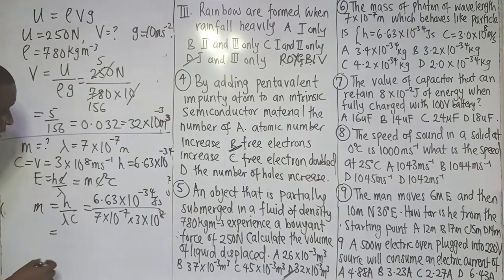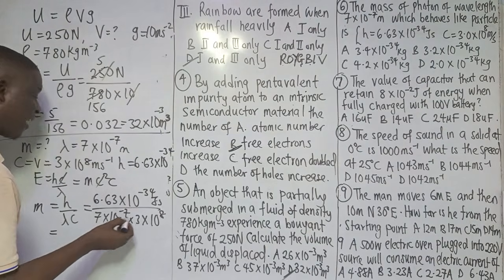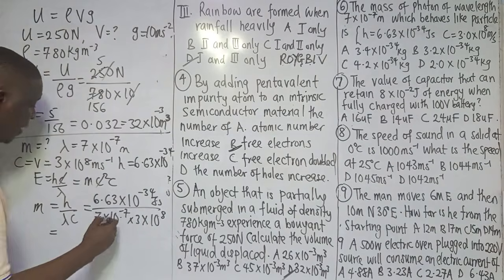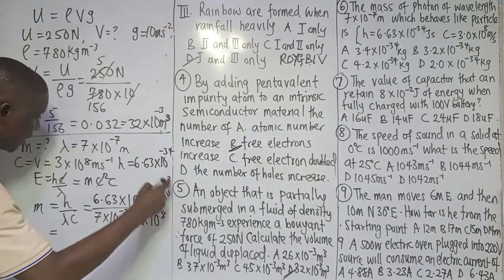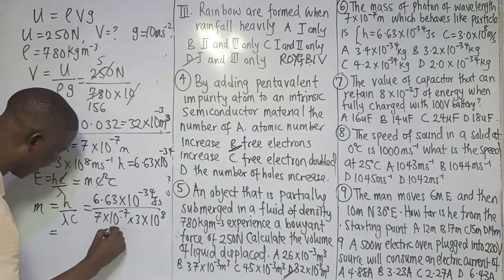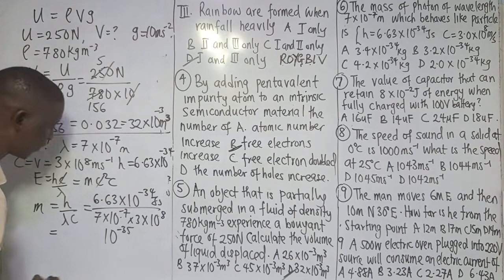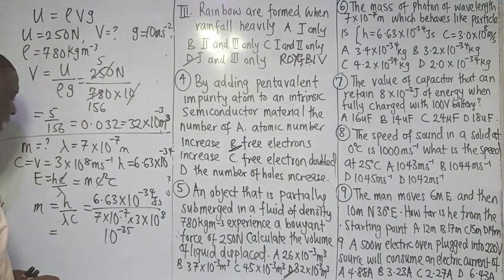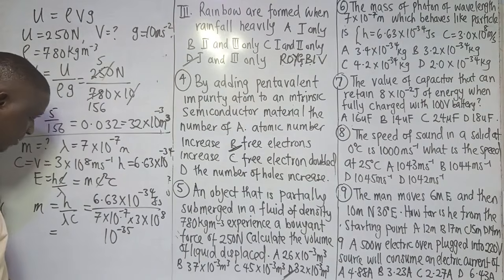So when we divide it, we are going to have minus 7 minus 8, which gives us 1. Then we go back, we have 10 to the power of what? If this one goes up, it becomes 10 to the power of minus 35. Now we are going to divide 6.63 by 3, then divide by 7. Let us quickly do that. If you have it in your calculator, you can do it so that we will not waste our time here.